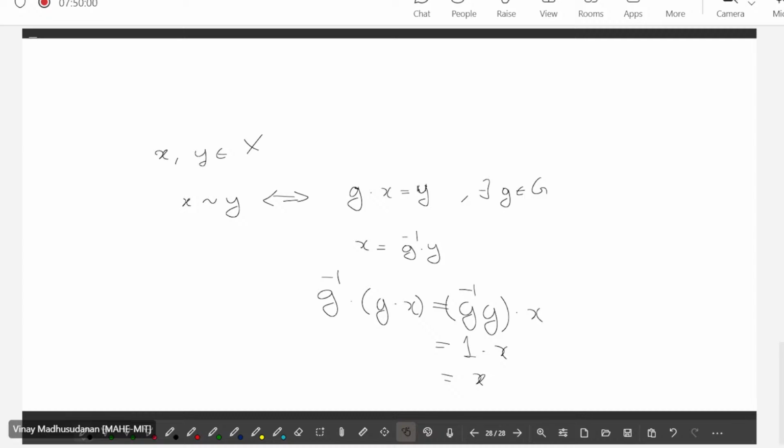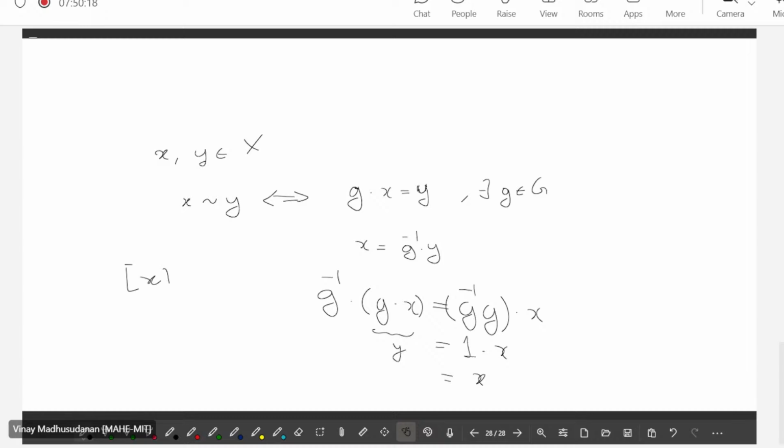Okay, so yeah, and this is Y, no? G inverse dot Y is equal to X. Okay, so that's true. And transitivity follows directly from the second property again. Just the second property, you get transitivity. So this is an equivalence relation.